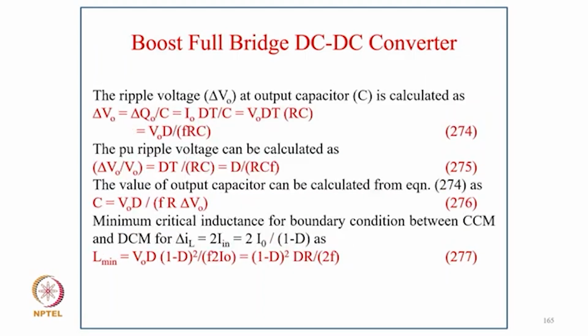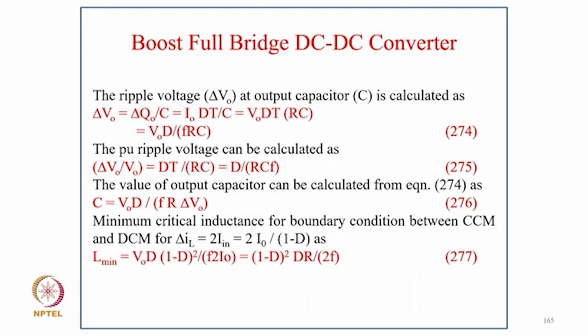Now ripple voltage at the output capacitor can be calculated, delta V0 equal to delta Q0 upon C, and that is I0 DT upon C, that is V0 DT upon RC, equal to V0 D divided by F R C. The per unit ripple voltage is delta V0 upon V0, that is D upon R C F, and the value of the output capacitor can be calculated from this as C equal to V0 D divided by F R delta V.